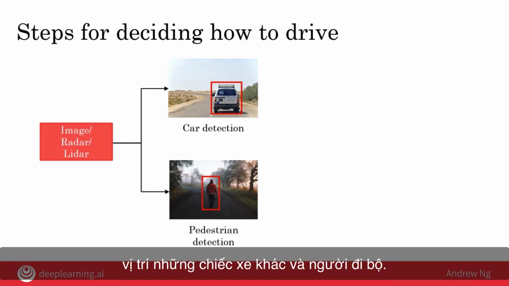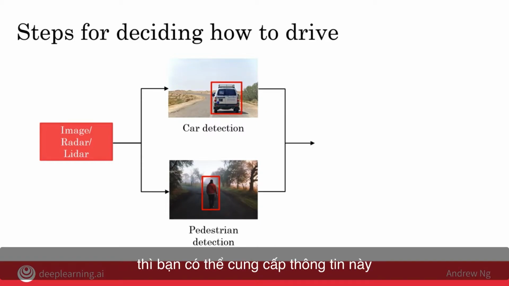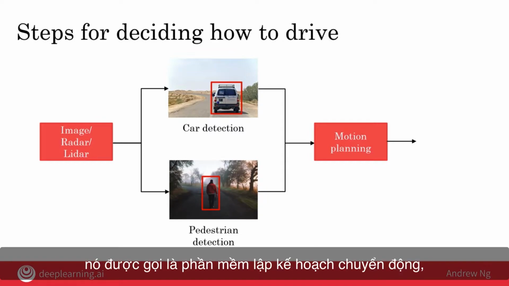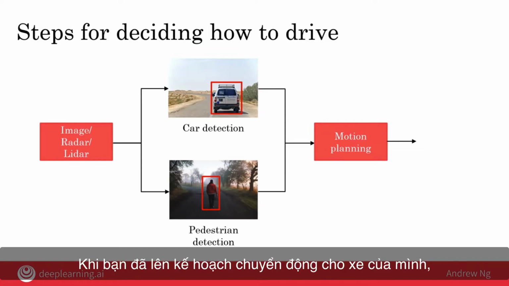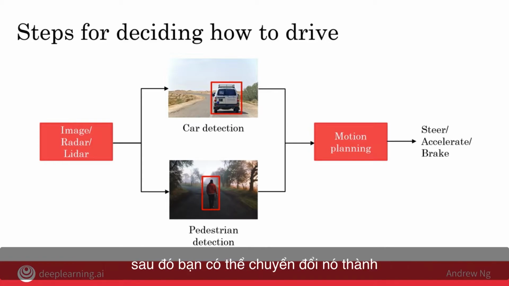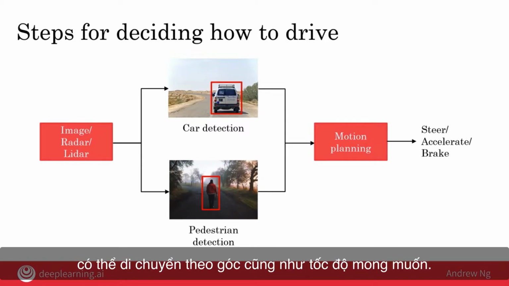Finally, now that you know where are the other cars and where the pedestrians, you can then feed this information into another specialized piece of software. It's called a motion planning piece of software that plans the motion or plans the path that you want your car to take so that you can make progress toward your destination while avoiding any collisions. And once you've planned out the motion for your car, you can then translate that into specific steering angle for a steering wheel and acceleration and brake commands. So how much to step on the gas pedal and how much to brake in order to get your car to move at the desired angle as well as speed.